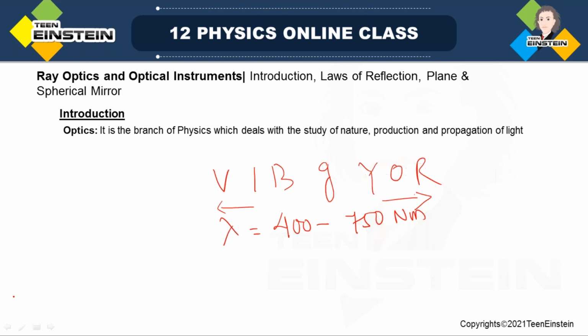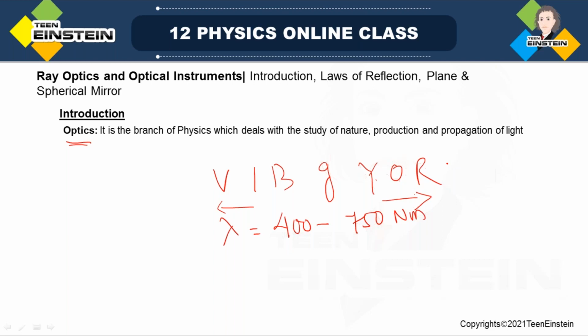So somewhat you have this idea about VIBGYOR: violet, indigo, blue, green, yellow, orange and red, right? So this branch of physics where we discuss light, its production, its nature, and how it propagates, etc., is called optics.